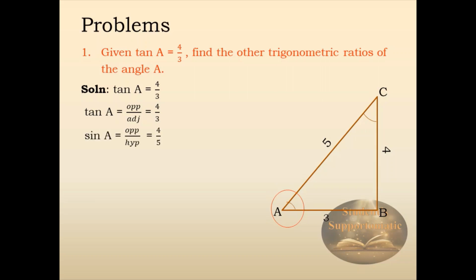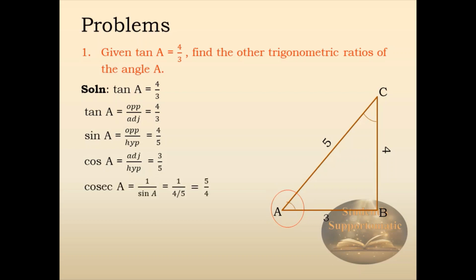First we will write sin A. Sin A is equal to opposite by hypotenuse. So the opposite value is 4 and the hypotenuse value is 5, so it is 4 by 5. Next, cos A. Cos A is adjacent by hypotenuse. The adjacent value is 3 and the hypotenuse value is 5, so it is 3 by 5.